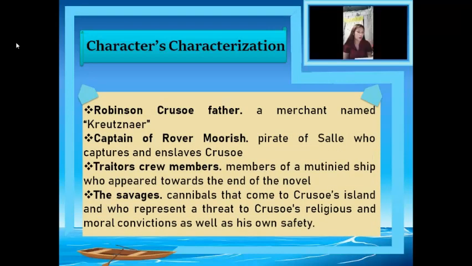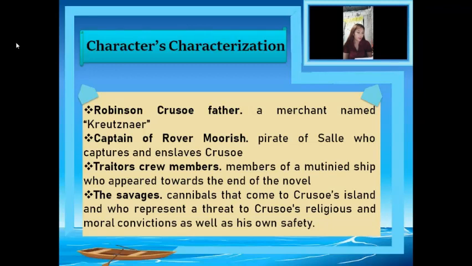Next one is Robinson Crusoe's father, a merchant named Nair. Next, captain of the rover, Moorish pirate of Sale who captures and enslaves Crusoe.